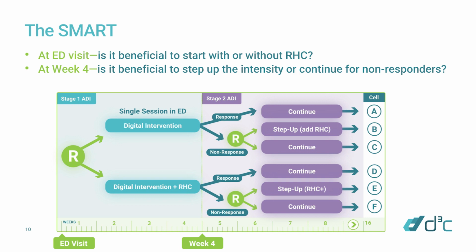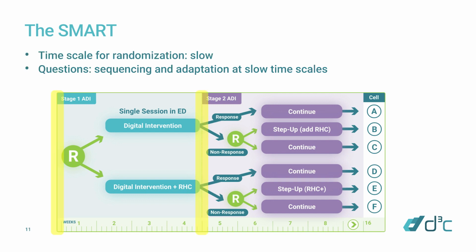And then in week 4, because I don't know if I should step up or continue for non-responders, what do I do? I re-randomize my non-responders to step up or continue, and my responders continue with the same initial intervention. So notice I'm randomizing twice. Initially and at week 4. Why? Because I have scientific questions about what to do initially and what to do at week 4.